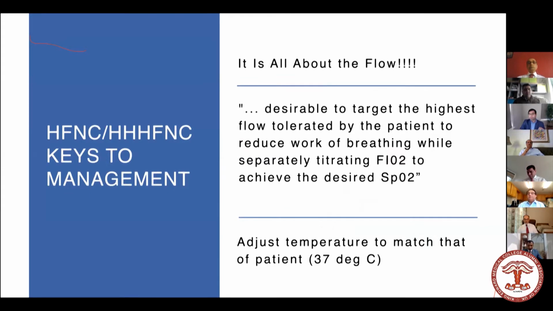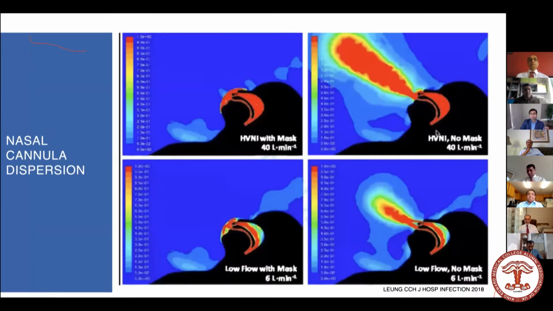How to do it? It's all about flow. What we do is we keep the flow at max, what the patient can tolerate, between 40 and 60 liters, and then bring the FiO2 down to as low as you can, and then adjust the temperature to patient's temperature. Now, initially, there was this concern about how much is the aerosolization. So if you look on the top, there is high flow nasal cannula, and if you wear the mask, the aerosolization is almost the same as the low flow oxygen. But if we don't use the mask on the patient, then the aerosolization is obviously high.